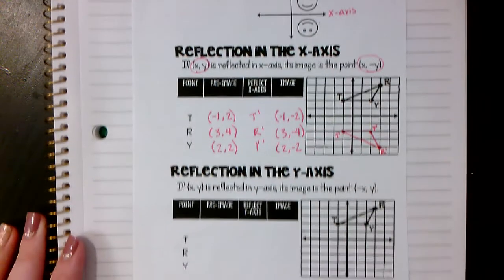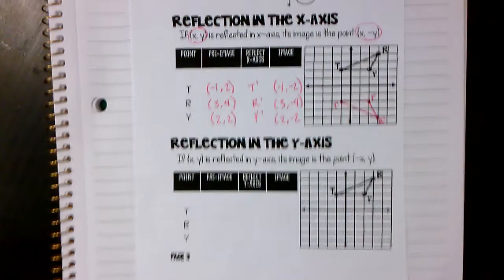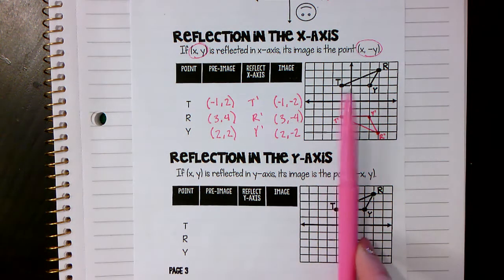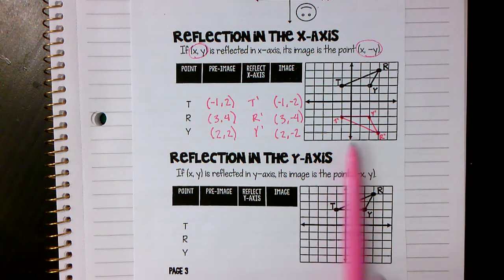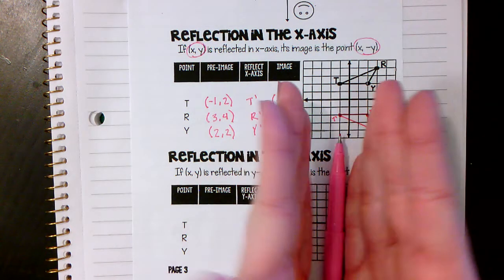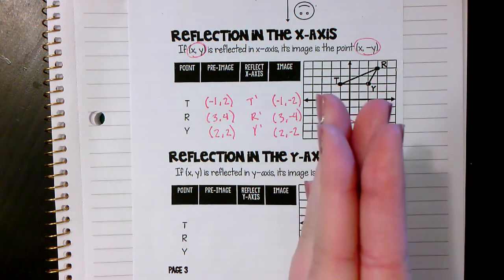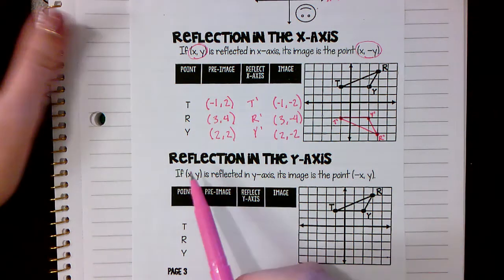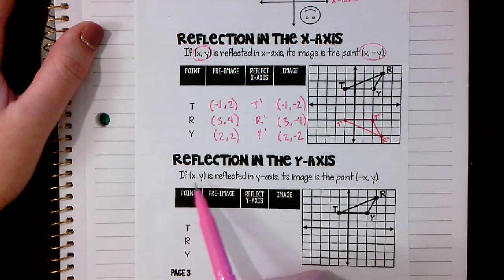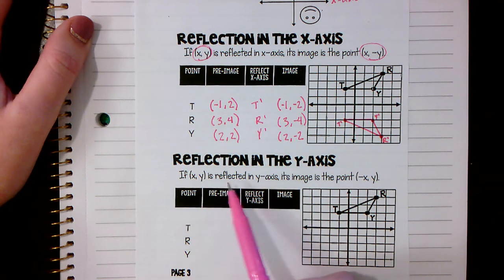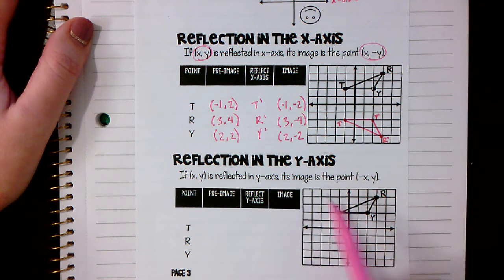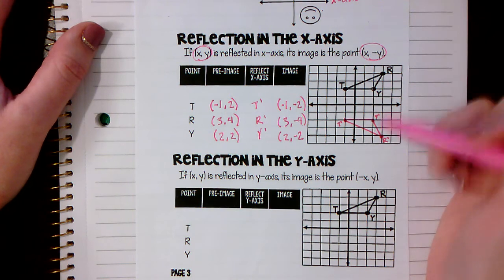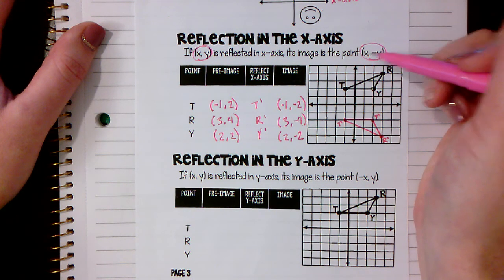So if we reflect on the y-axis, instead of flipping this way, if we were to fold the paper in half on the y-axis right here and bend each side up until it touches, they should be sitting in the exact same spot. So let's see how that looks. So this is reflection on the y-axis. If your point is (x, y), when we reflect it across the y-axis, the image is now going to be (negative x, y).